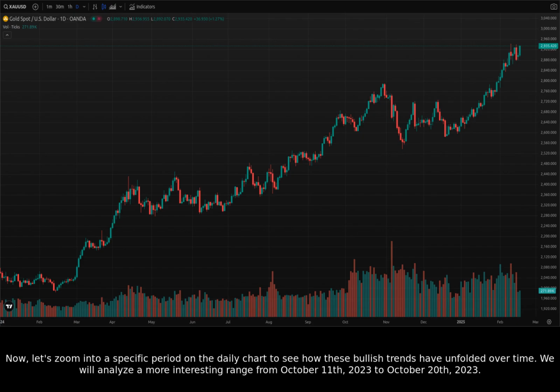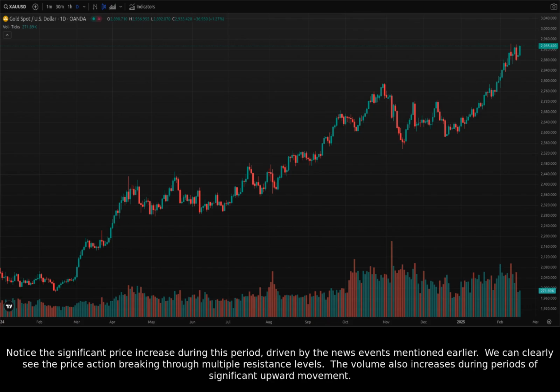Now, let's zoom into a specific period on the daily chart to see how these bullish trends have unfolded over time. We will analyze a more interesting range from October 11th, 2023 to October 20th, 2023. Notice the significant price increase during this period, driven by the news events mentioned earlier. We can clearly see the price action breaking through multiple resistance levels. The volume also increases during periods of significant upward movement.